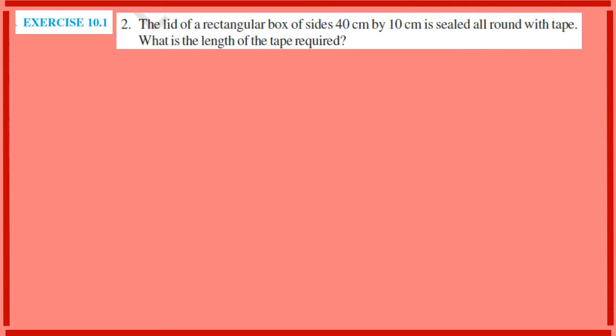The lid of a rectangular box of side 40 centimeter by 10 centimeter is sealed all round with tape. What is the length of the tape required? So the lid of the rectangular box of side 40 centimeter by 10 centimeter means length is 40 and breadth is 10. It has to be sealed all around with the tape. So what is the length of the tape? What is its connection with this rectangle? Yes, it is the perimeter of the rectangle.